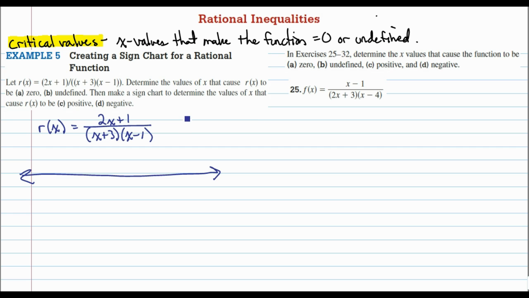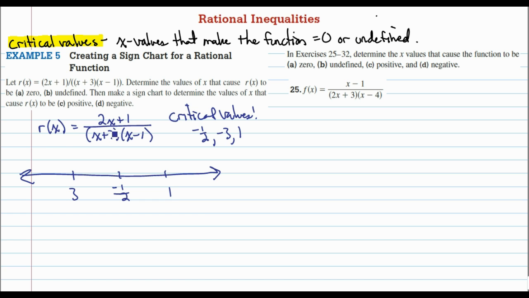So when looking at r of x, my critical values are negative 1/2, because that would make the numerator 0. Those would make the denominator 0. So I'm going to put those on my number line: negative 3, negative 1/2, and positive 1.